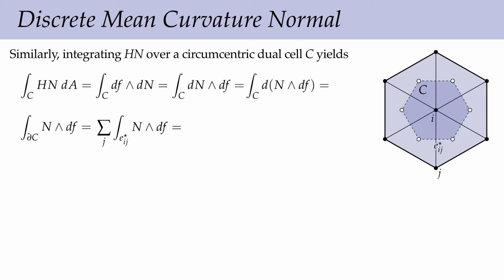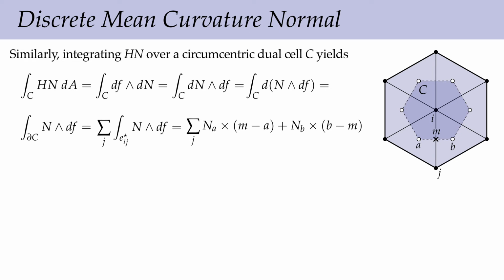If I call the endpoints a and b, and I let m be the midpoint where this dual edge meets the primal edge, then I can also write this integral as Na cross (M minus A) plus Nb cross (B minus M). Okay?